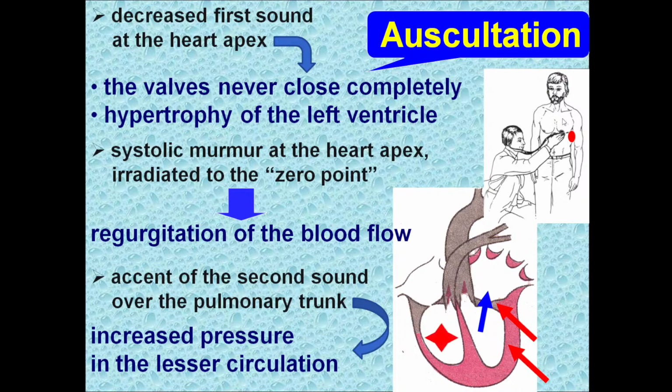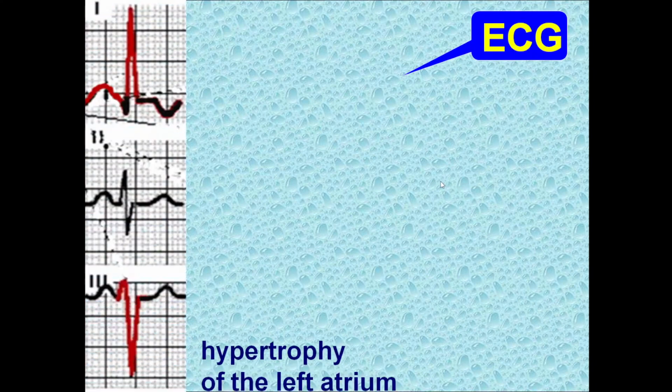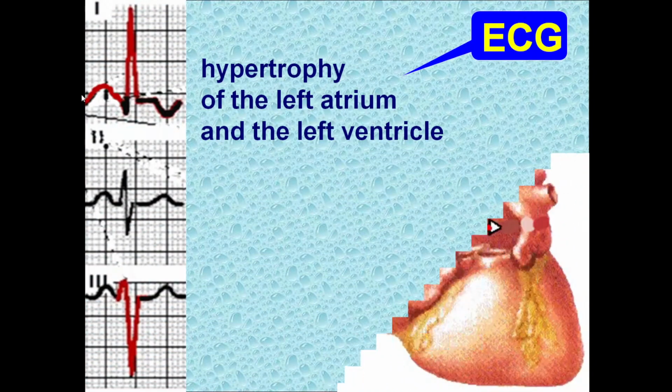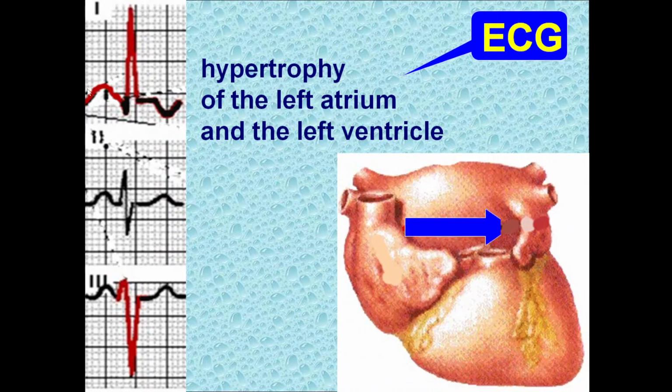And I'll again draw your attention: the main sign of mitral regurgitation is a systolic murmur over the heart apex, which radiates to the axilla. On instrumental examination, on ECG we will see signs of a hypertrophied left atrium, P mitrale, a wide and high P wave in the first standard lead, and hypertrophy of the left ventricle, a deep S wave in the third and a high R wave in the first standard lead.